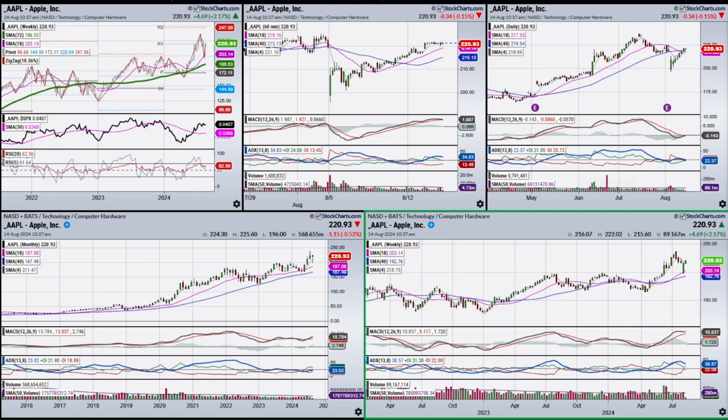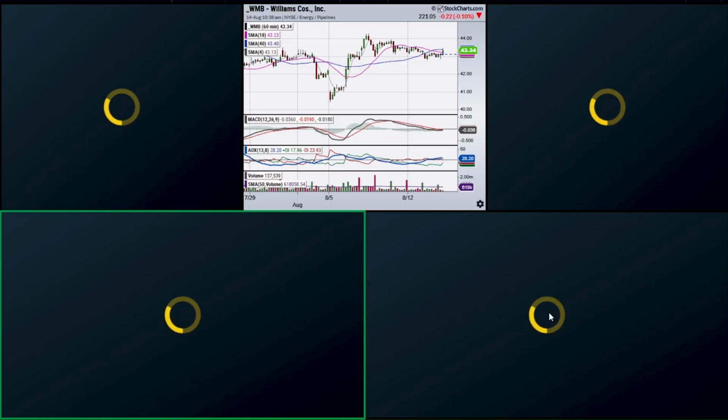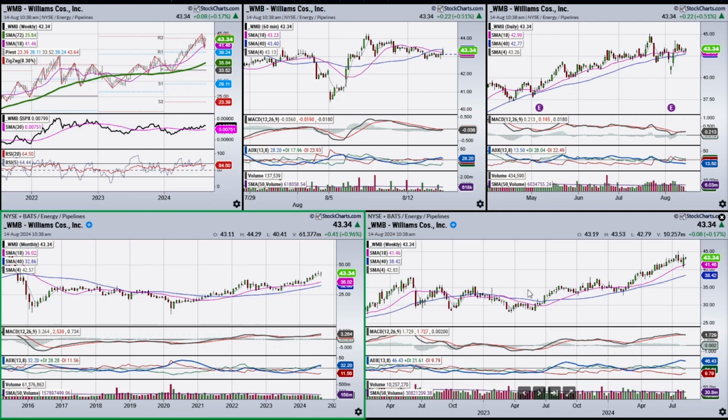So I do think Apple is one. We just finished with earnings. It's trying to work its way up. I think if we can form some kind of a little higher low and turn back to the upside, this would definitely be a stock to keep an eye on. Now, look at this WMB. So we've had a pretty strong pattern.